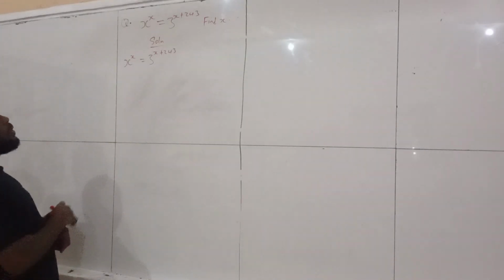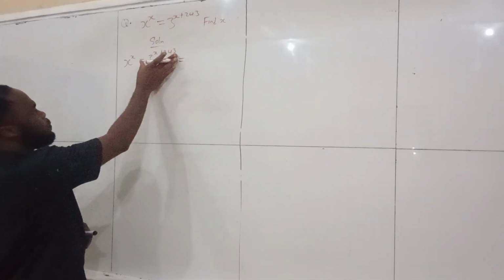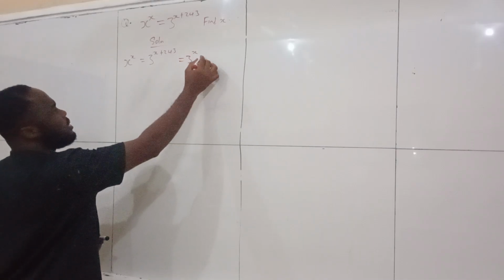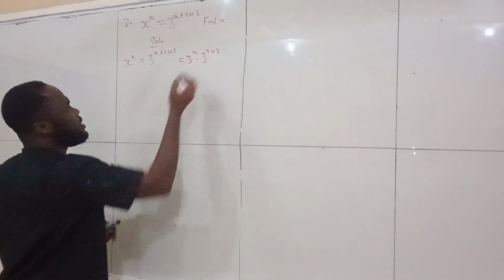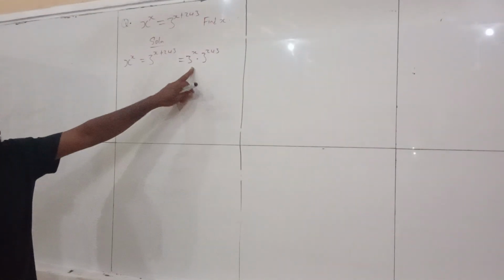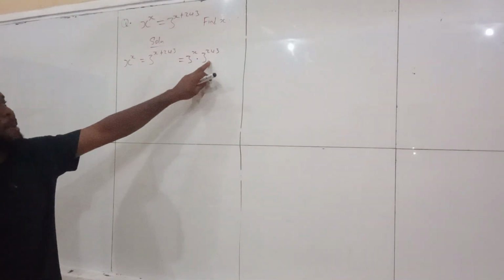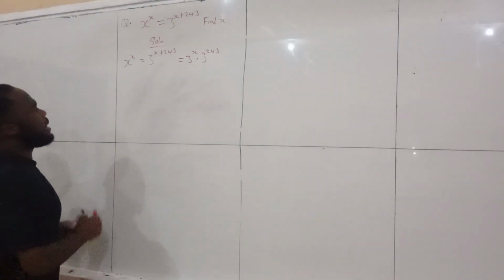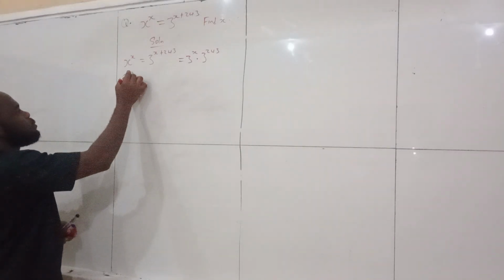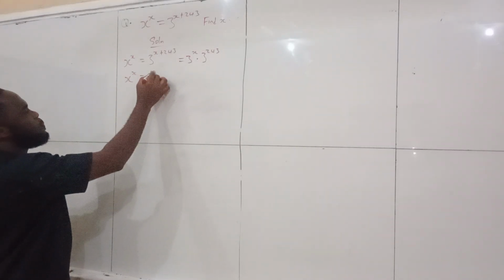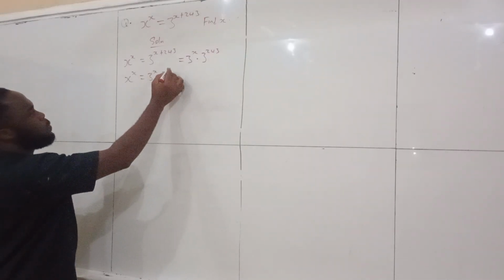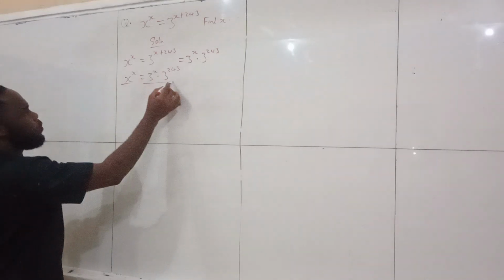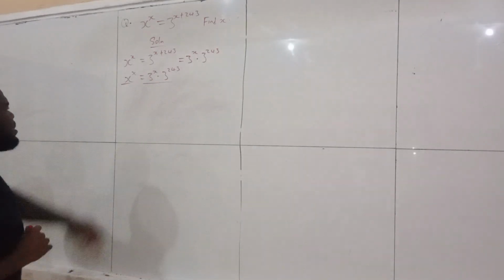Now, let us express this as 3 raised to the power of x, times 3 raised to the power of 243, such that when you apply the law of indices here, we can add up their powers because they have a common base. Good. Now, at this point, we have that x raised to the power of x is equal to 3 raised to the power of x times 3 raised to the power of 243. Now, let us divide both sides by 3 raised to the power of x and see what we're going to have.